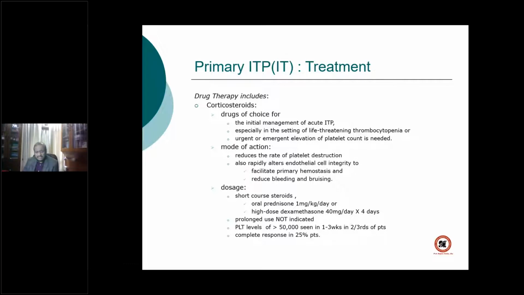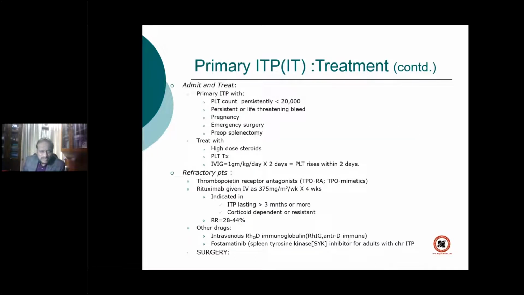Number two, platelet levels of more than 50,000 should be expected after your steroid therapy within a span of 1 to 3 weeks in 2/3 of the patients. But that's a long time, right? So you may require a more urgent and an emergent elevation. We'll just talk about that in the next slide. Complete response with steroid therapy is seen in 25% patients. In the rest of them, it is a partial response.